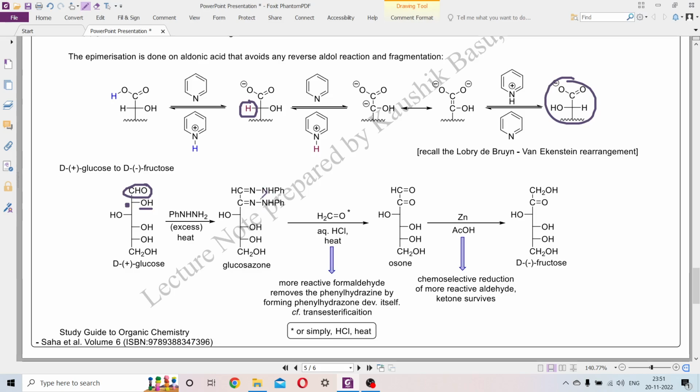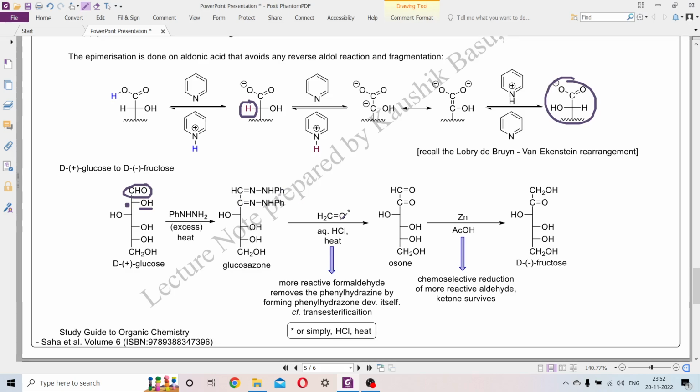can access something which is known as osone, where these C double bonded N ends are hydrolyzed into corresponding C double bonded O. You can do this thing in two ways. One is to simply hydrolyze that with HCl and heat, or you can deploy a more reactive carbonyl such as formaldehyde here in presence of aqueous HCl under heating condition. This reaction is basically akin to transesterification, where you treat one ester with another alcohol. So you treat RCOOR1 with R2OH and you end up with RCOOR2 and R1OH is liberated.